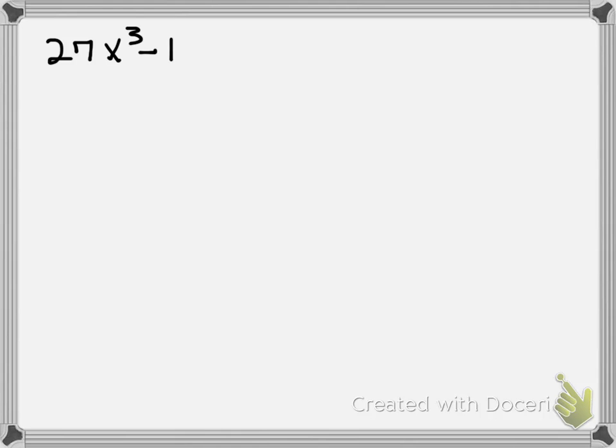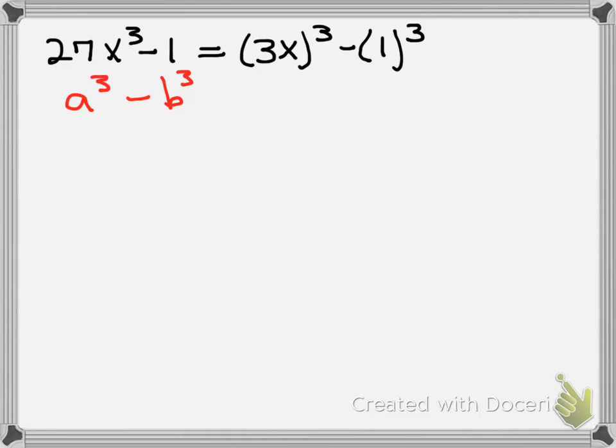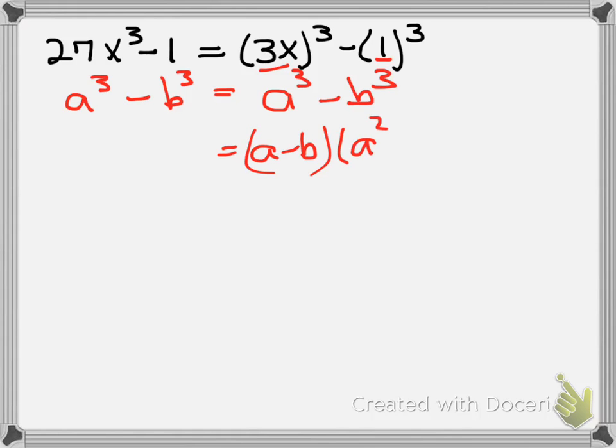(27x cubed minus 1). If you want to, you can go ahead and say that's 3x, everything cubed, minus 1, everything cubed. Now I'm going to write the formula right underneath it. A cubed minus b cubed is a cubed minus b cubed, right? A is 3x and b is 1. And the formula there will be a minus b, a squared plus ab plus b squared, right?